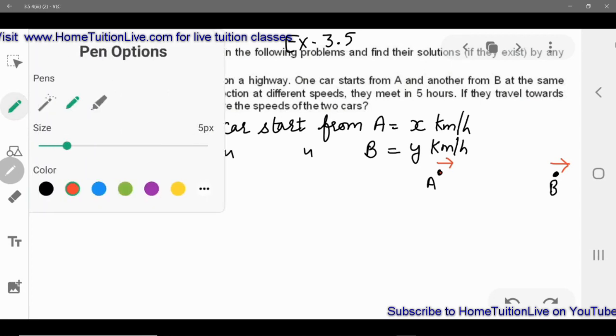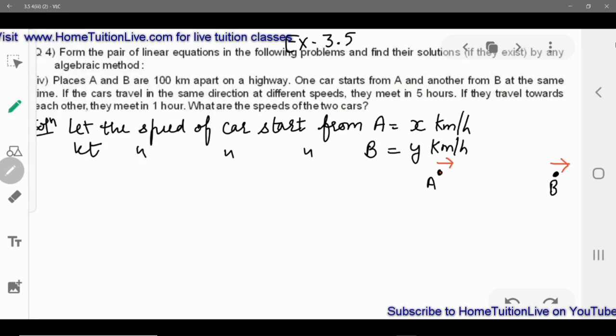And if they travel in the same direction, that is, if car A is in this direction, car B is also in this direction, and in the opposite direction, then they meet in 1 hour. What are the speeds of the two cars? Okay, so let the speed of car A be x km per hour and the speed of car B be y km per hour.